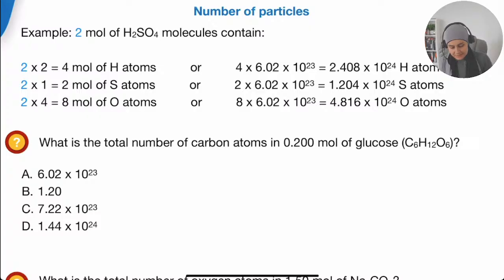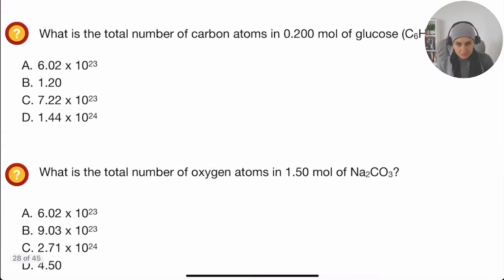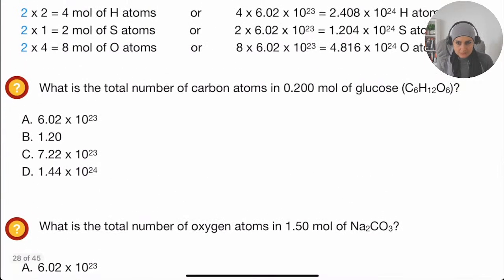Okay, let's see the exam style question. Question. Okay, you see it. What is the total number of carbon atoms in 0.2 moles of glucose? And the answer. Since that's the number of atoms, I know it can't be 1.2. It must be a big number. So, something A, C, or D.